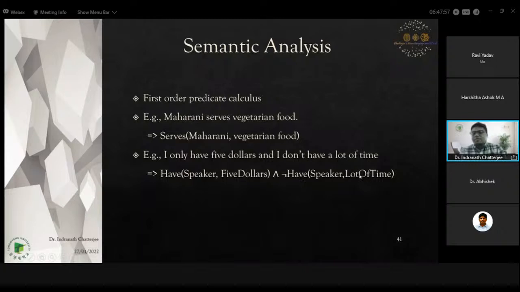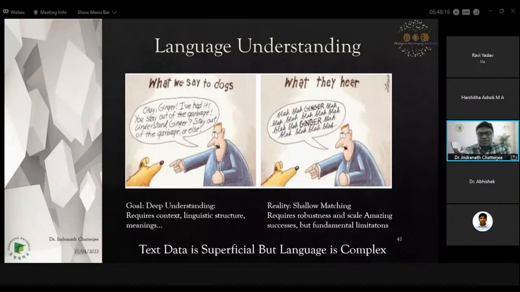Why is language understanding important? Just for example, here this person is speaking to his dog whose name is Ginger, and he is instructing, okay, Ginger, I have had it all. You stayed out of the garbage. Understand, Ginger, stay out of the garbage or else. He is scolding his dog a lot, and his dog was so innocent. He just listened like, blah, blah, blah, Ginger, blah, blah, blah. To that dog, Ginger is the only word which he understands, because every time he listens to the word Ginger, he knows that is my name. He doesn't understand all these other things. So language understanding is very important.